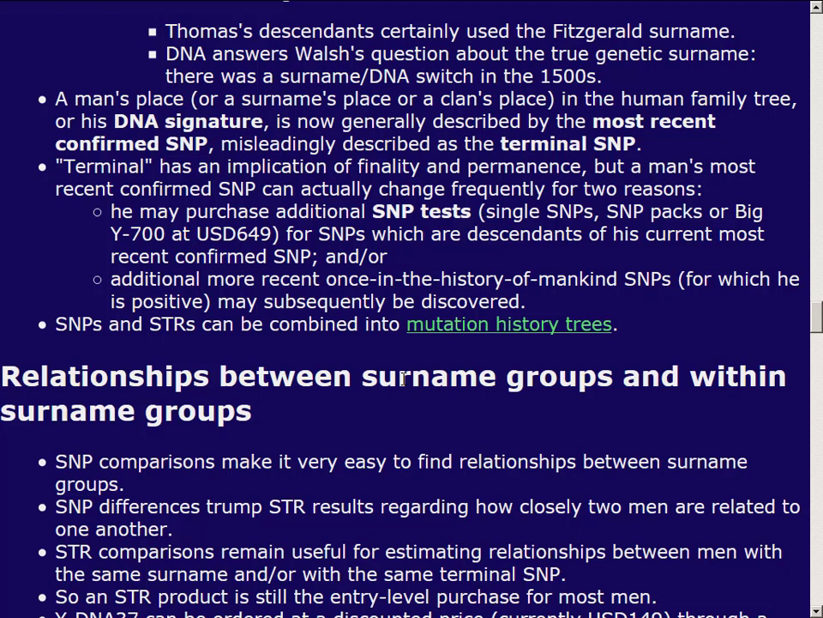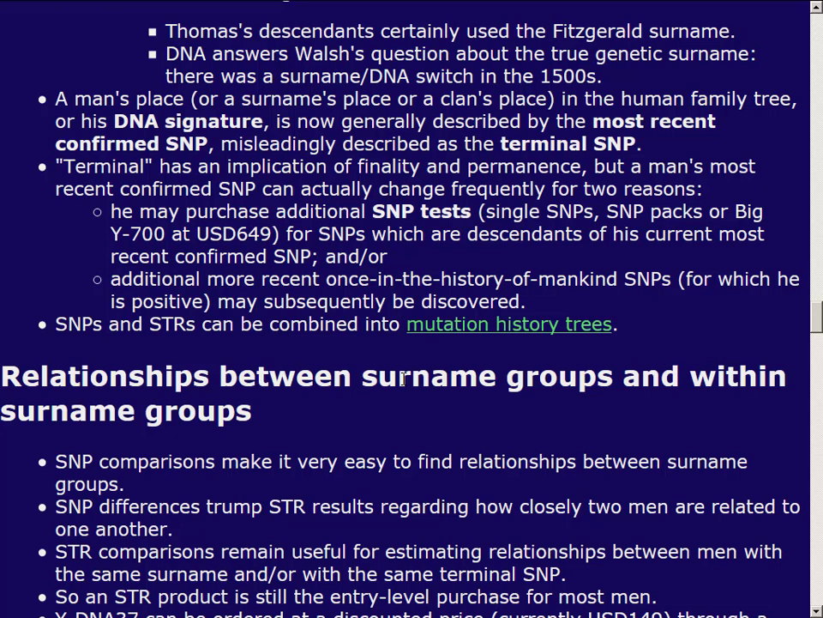Maybe the person hasn't had the Y chromosome fully analyzed. It costs $649 to get the top of the range test. It costs $149 to start off with the basic Y37 test. So as somebody buys more testing, the terminal SNP will be changed to a more recent one.